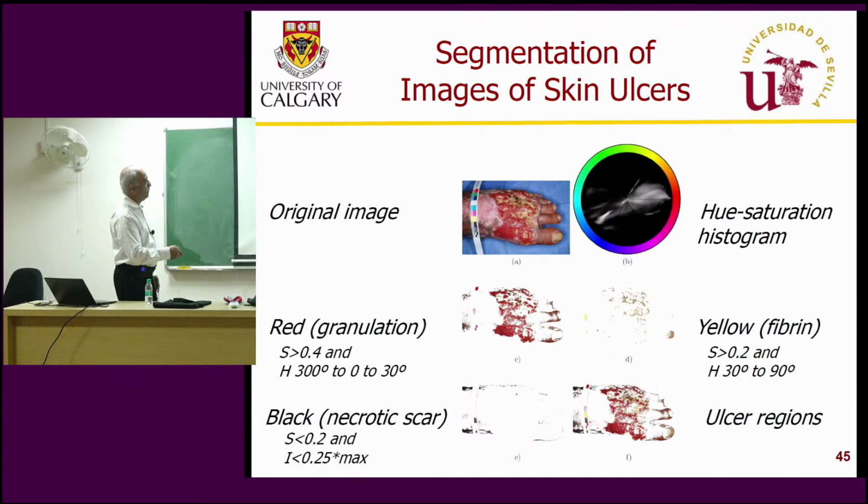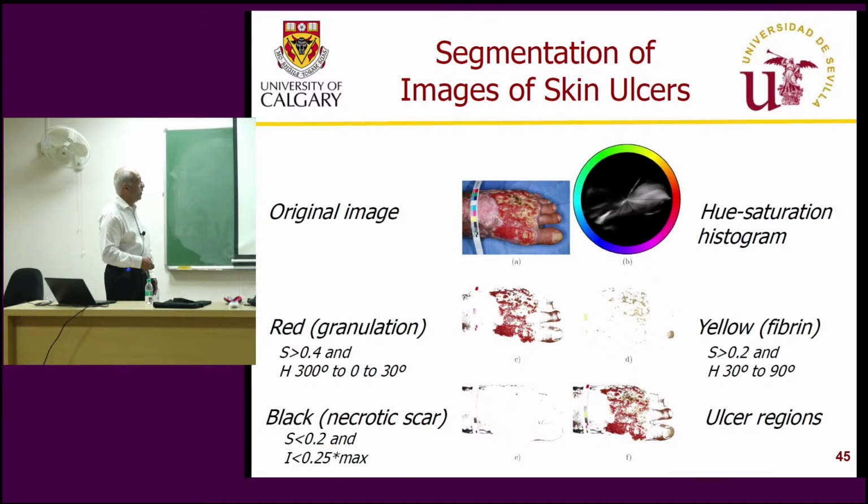Yellow is called fibrin. I went with a lower saturation, 0.2, 30 to 90 degrees. It could be made narrower. Yellow doesn't go that far, but the yellow patch also has come. The red and pink patches are here from this calibration patch. Black is necrotic scar. There isn't much, maybe only that little bit.